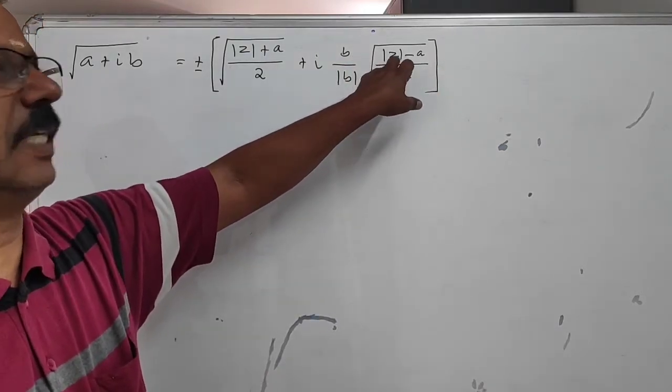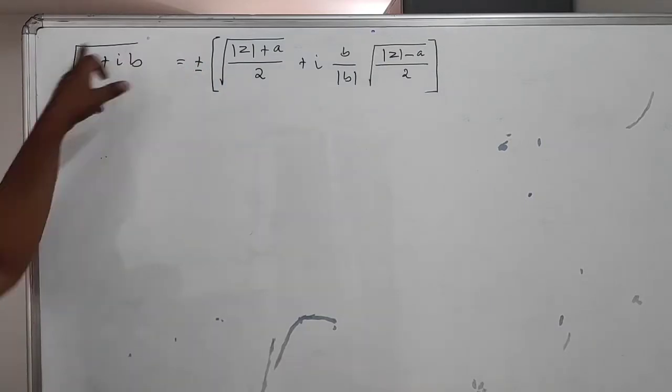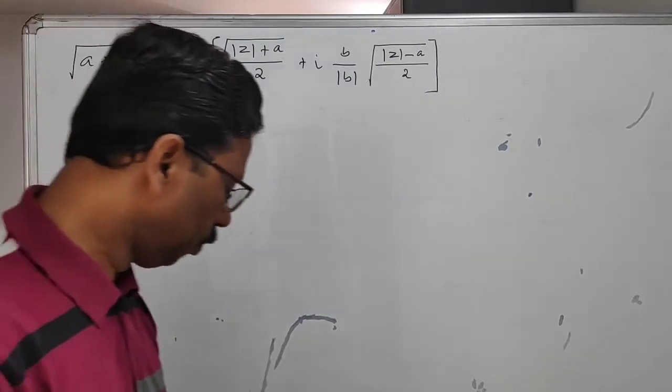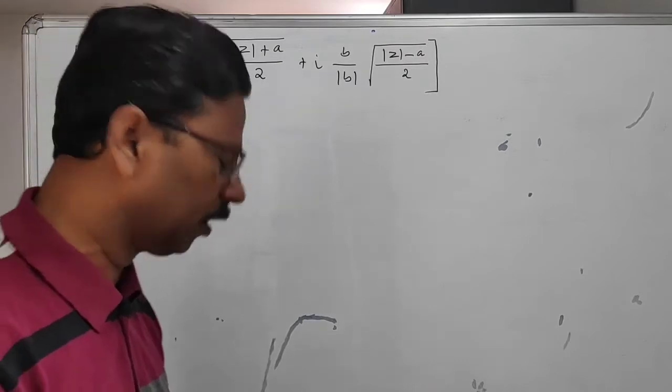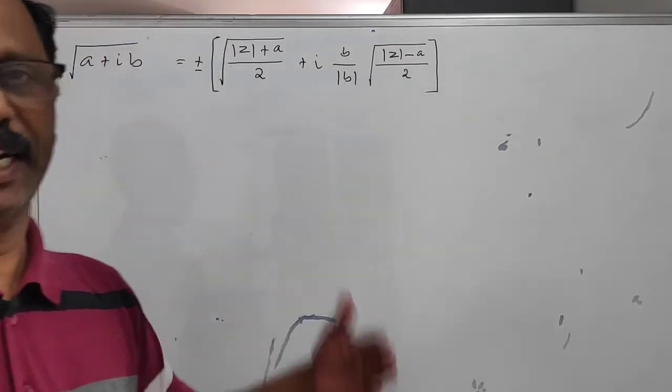What is this modulus z? That is the modulus of this complex number a plus ib. Now the proof is not necessary for our syllabus. Anyhow, let us prove this one.